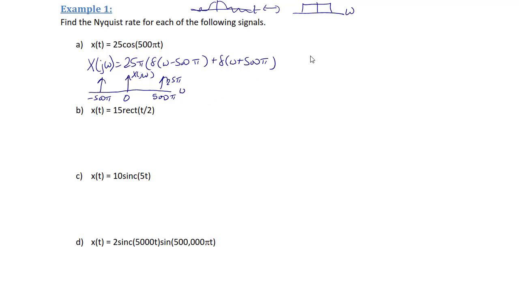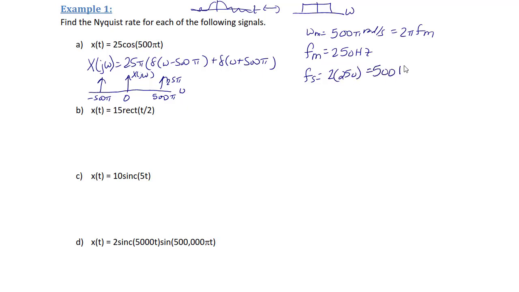So this means that the maximum frequency is 250 hertz. Remember, I get this because ωm, the maximum frequency in radians per second, is 500π radians per second, which is equal to 2π fm. So the Nyquist rate, fs, would be equal to 2 times 250, or 500 hertz, which can also be written as 500 samples per second.